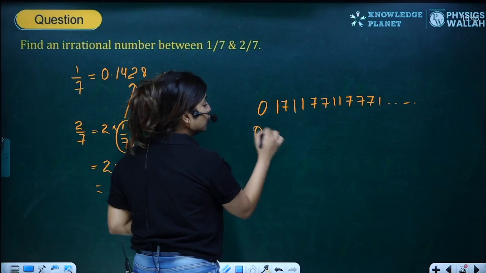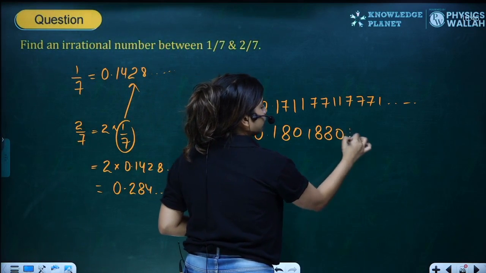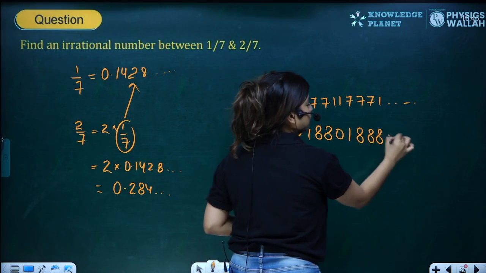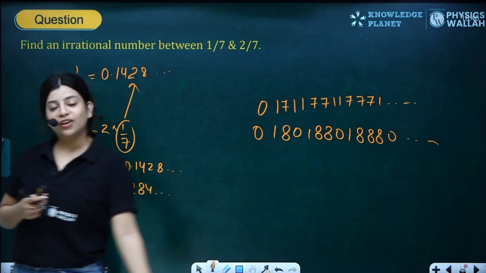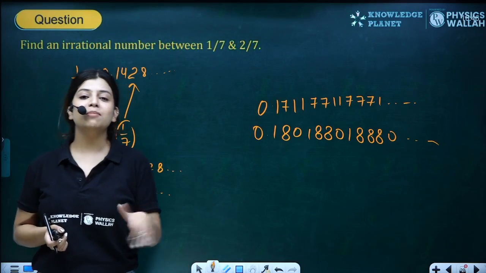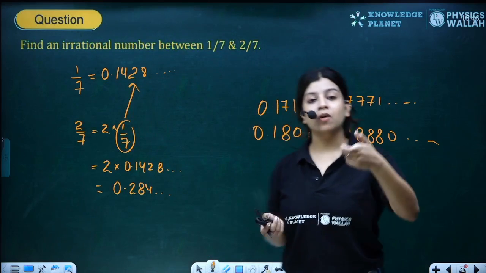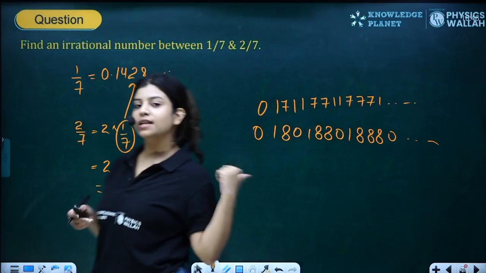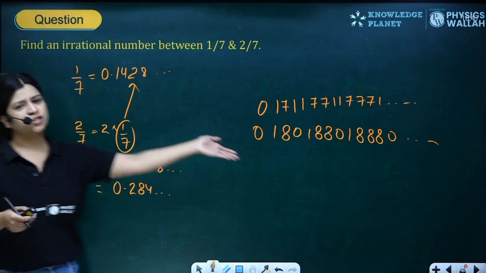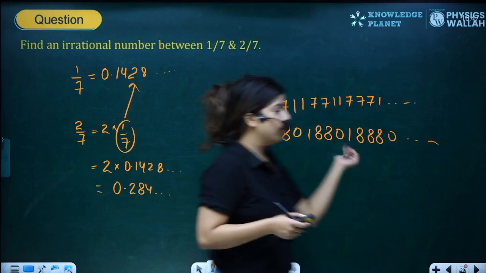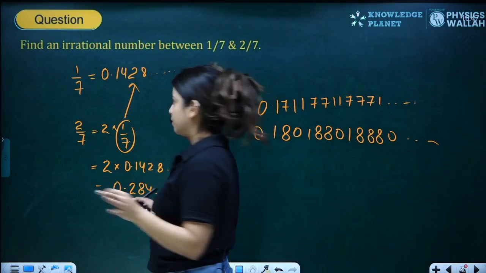You can take 0.180, 1880, 18880 and so on. This is again a non-terminating and non-recurring decimal expansion, because no digit is constantly repeating, nor is a group of digits repeating itself. So this is what the decimal expansion of an irrational number looks like, and that's how you can straight away write the decimal expansion of an irrational number between any two numbers that are given to you.